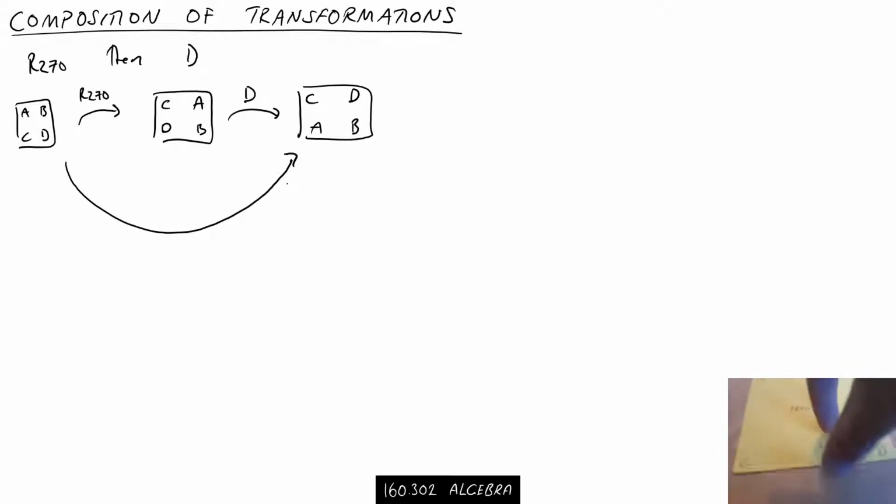And it turns out that the operation that gets us from A, B, C, D in the original space to our end result is a flip along the horizontal axis. So let's do that again. A, B, C, D, here's our home position. If I flip this horizontally, I get C, D, A, B, and that is exactly the same as if I did R270 and then D. So that is H in one single step.